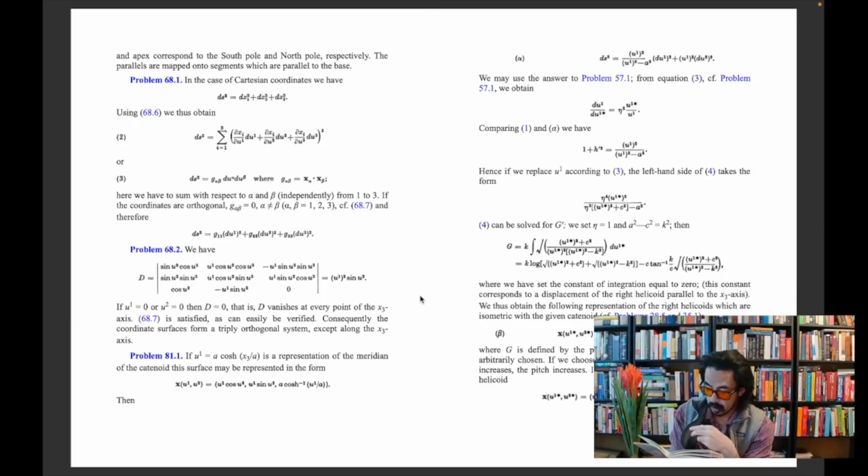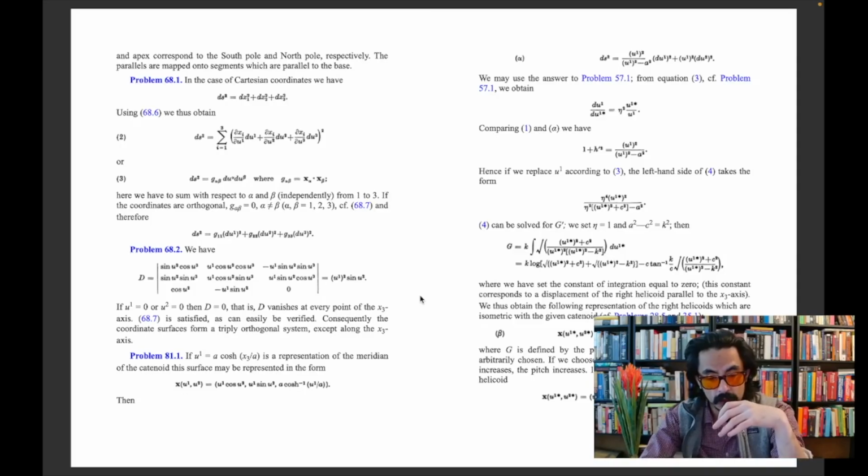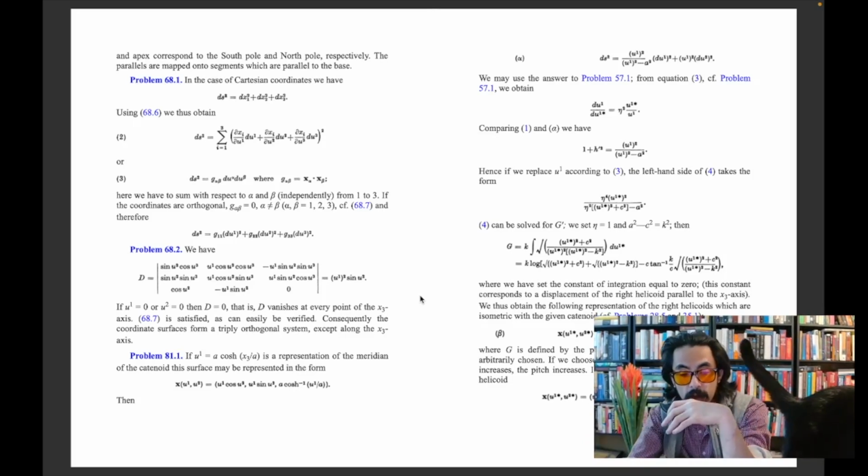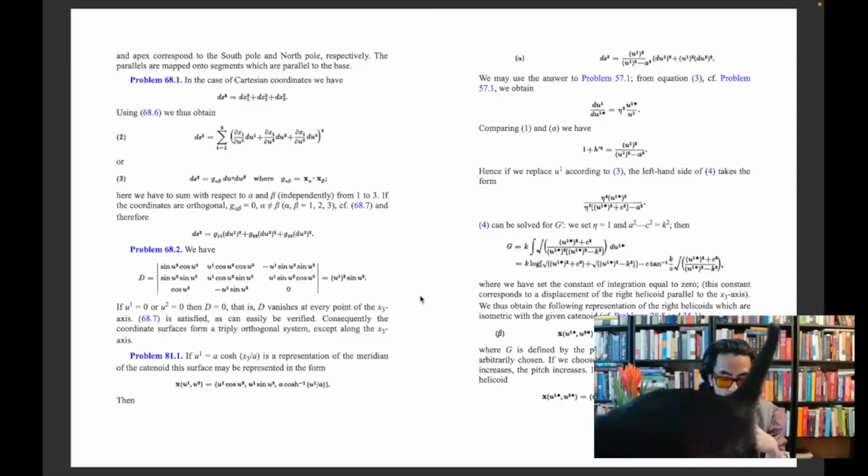I guess I didn't write this one down, but from problem 57.1, we have this statement towards the beginning of the solution, which is ds squared equals quantity 1 plus lowercase h prime squared closed quantity then times du1 squared plus u1 squared times du2 squared. And so now getting back to problem 81.1 solution again, it's saying if we compare that to this expression alpha that I just read above, we have 1 plus lowercase h prime squared equals a fraction of u1 squared over a denominator of u1 squared minus a squared.